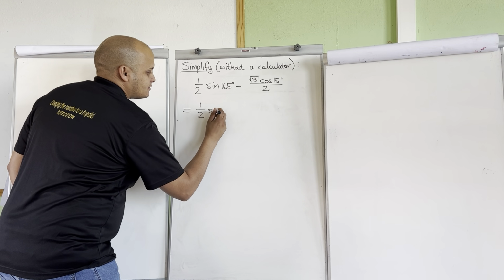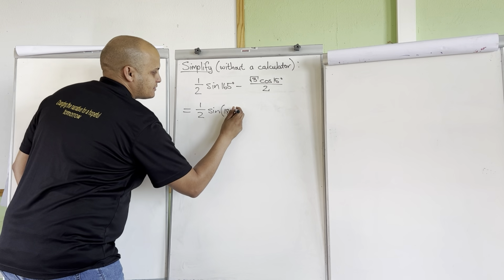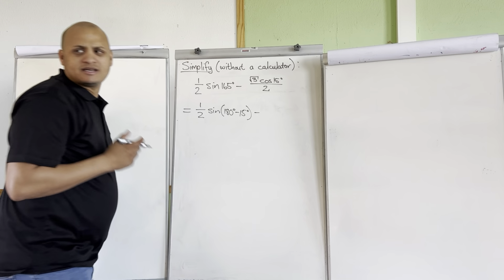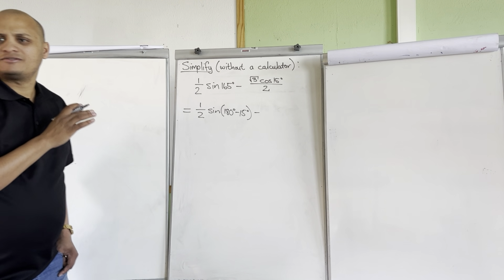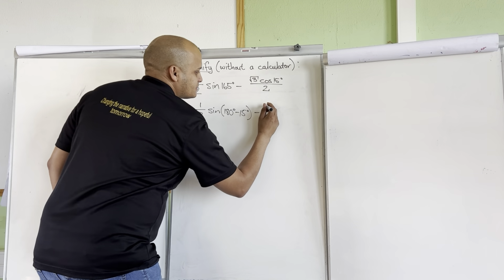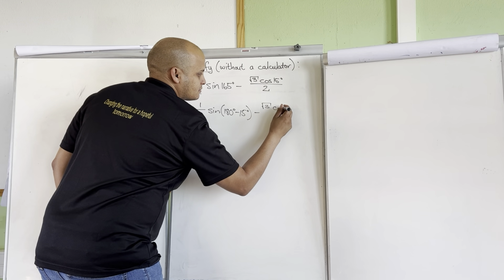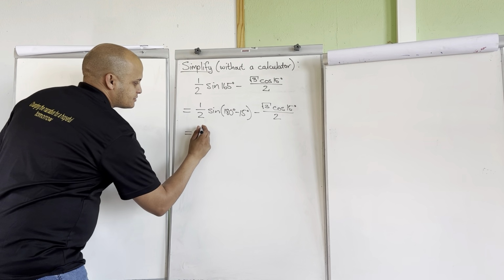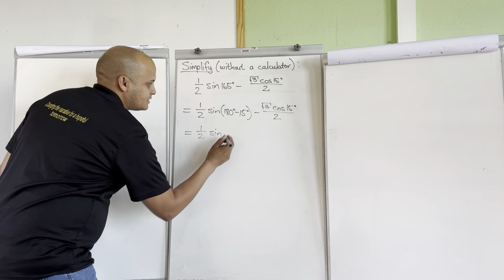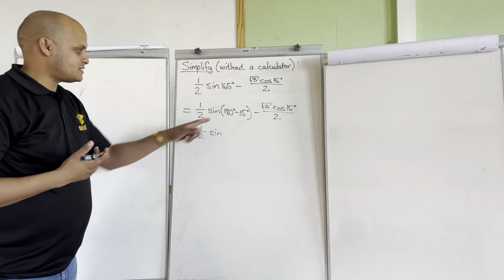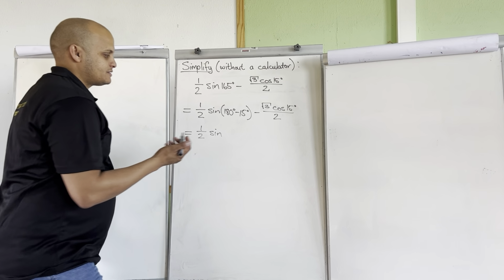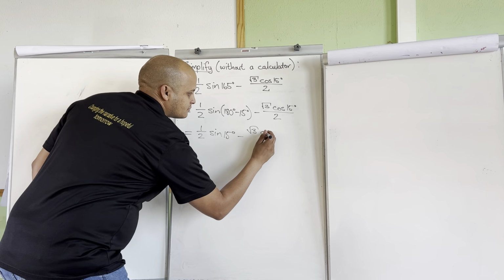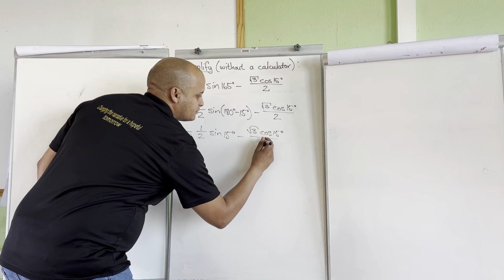So that would be sine of 180, I'm going to write out the full step, minus 15. The second part we'll leave as is for now. And then this would reduce to the sine of 15. It's positive sine of 15 because it's in the second quadrant. So it will be a positive sine 15 degrees minus root 3 cos 15 degrees over 2.